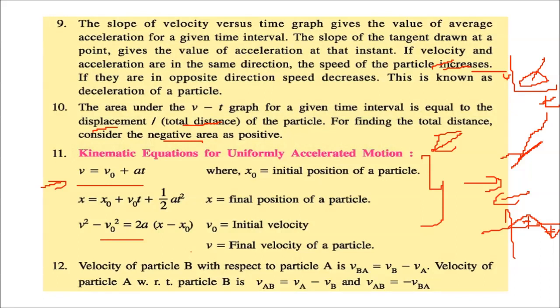The velocity of particle B with respect to A is VBA, which is simply VB minus VA. The velocity of particle A with respect to B, which is VAB, is VA minus VB. And these two are opposite. So VBA is equal to minus VAB.